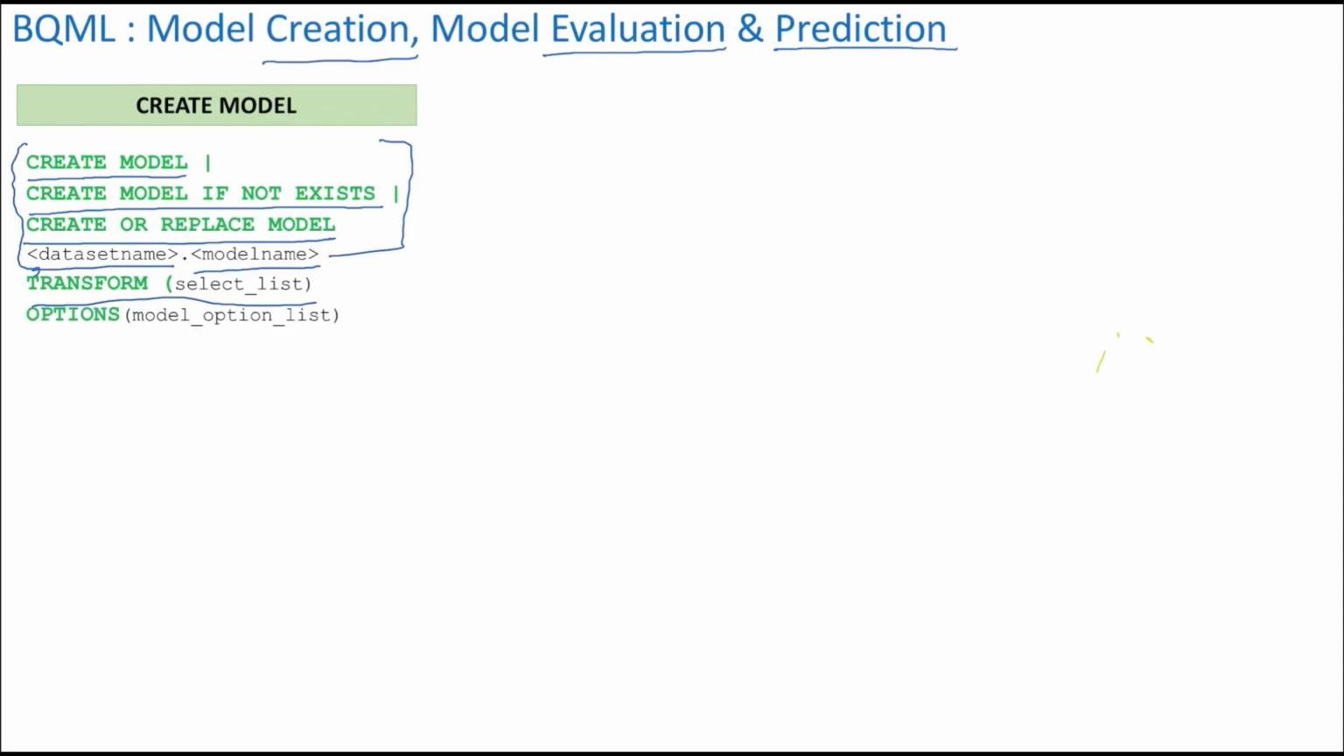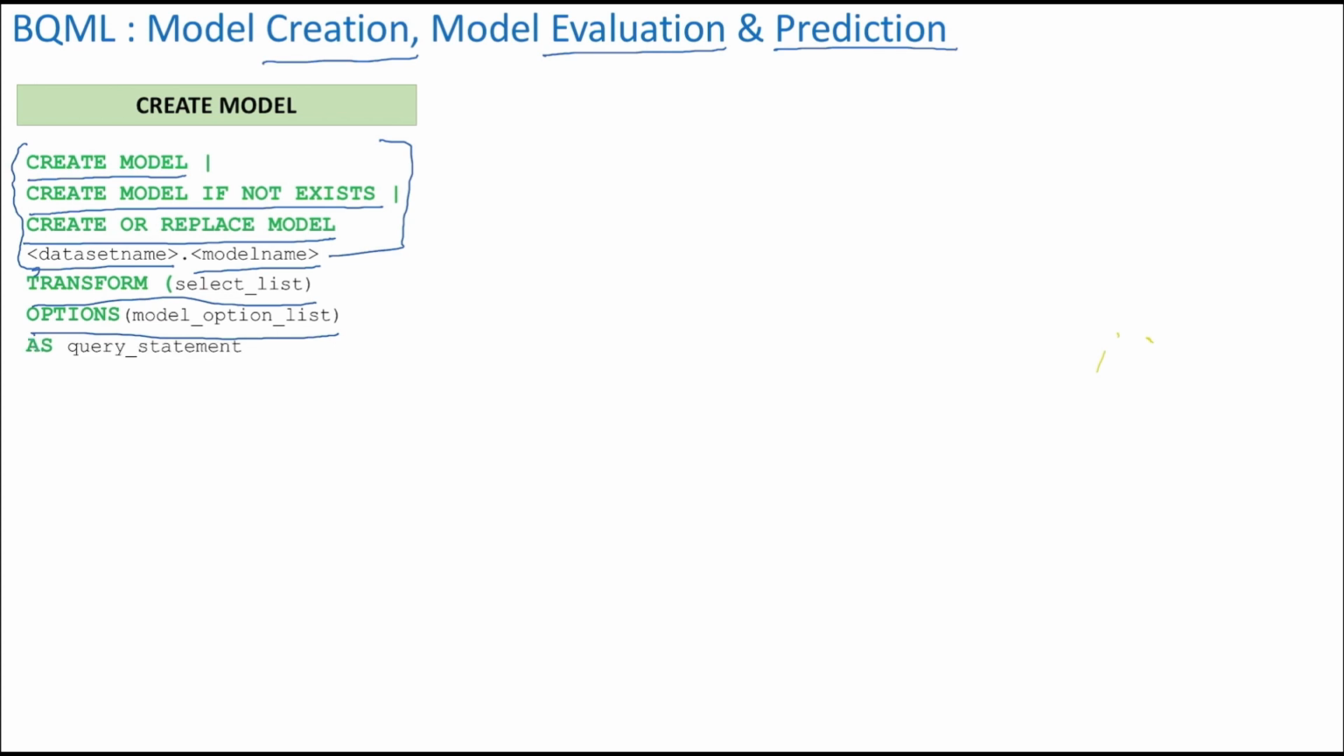The third part, very critical, is the options that you want to specify. Options is where the core parameters of the model go. For example, you tell BigQuery whether you want to run a logistic model, an XGBoost model, or a neural network model. You also specify the variable or feature name that you are trying to predict, and various other things like the L1, L2 regularization parameters and things like that.